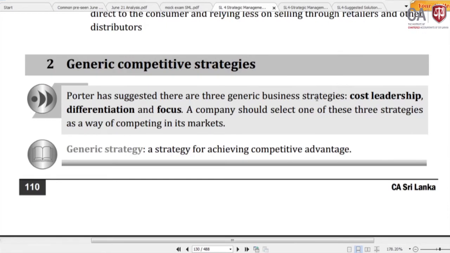Generic means common, no. So, Porter says that these strategies can be used commonly, irrespective of the industry. So, there is no limitation on that. Porter has suggested there are three generic business strategies: cost leadership, differentiation, focus.